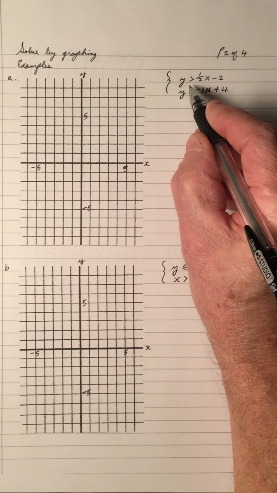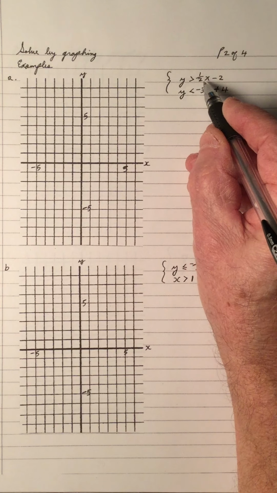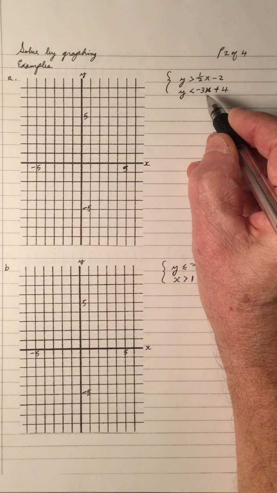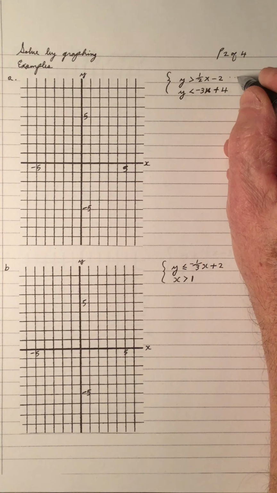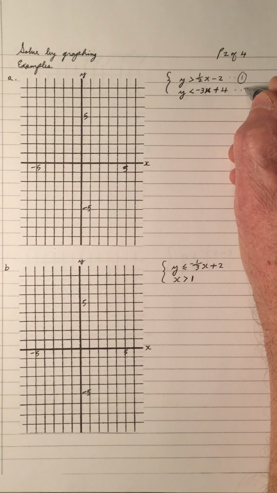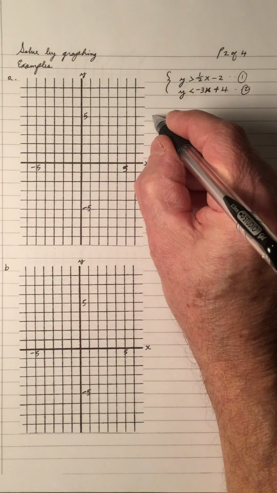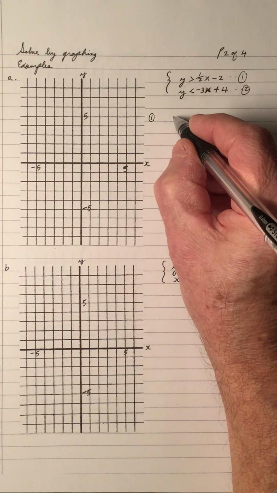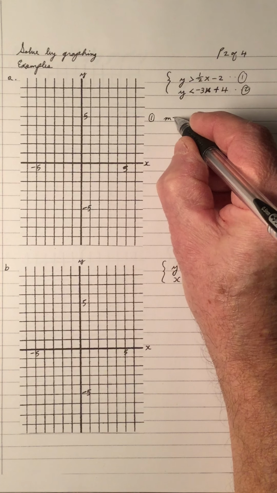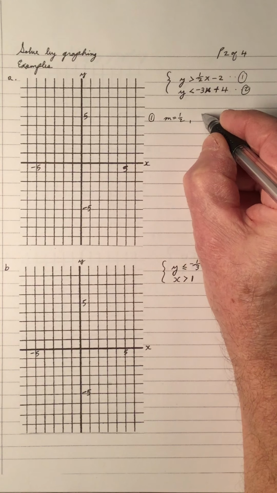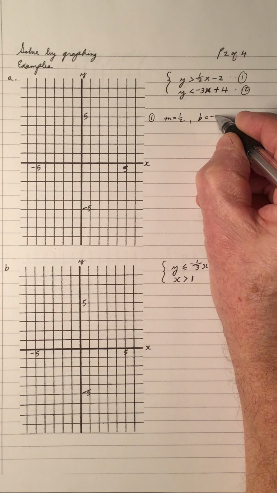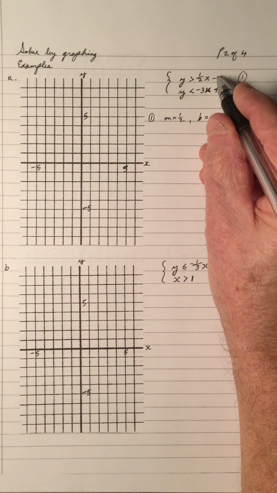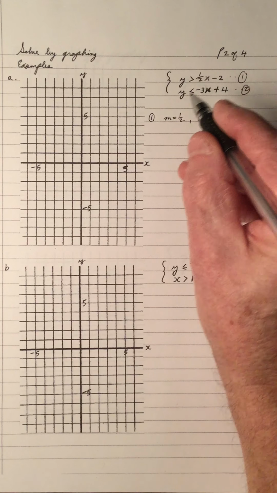Here we have two inequalities. Y is greater than a half x minus 2. Y is less than negative 3x plus 4. Let's call this number 1 and call that number 2. So let's look at number 1. Number 1 has a slope of 1/2 and a y-intercept of negative 2.